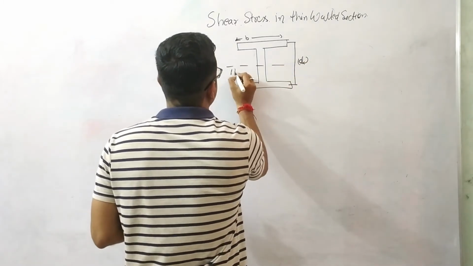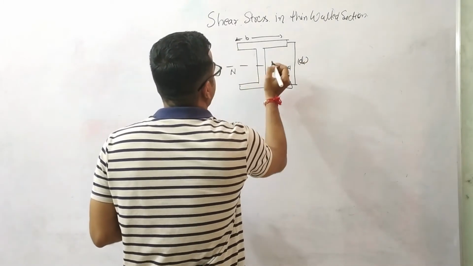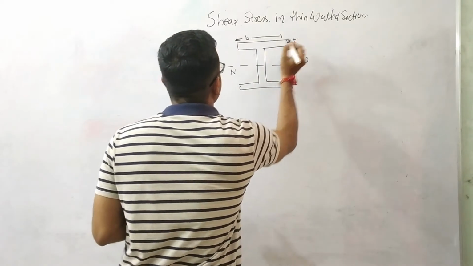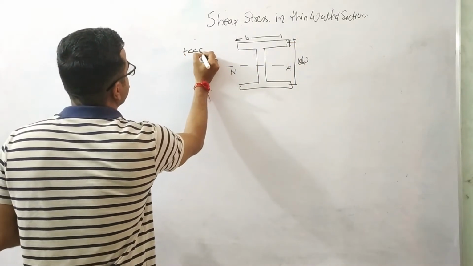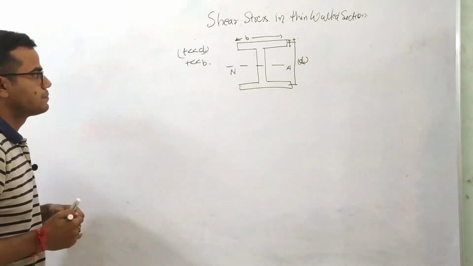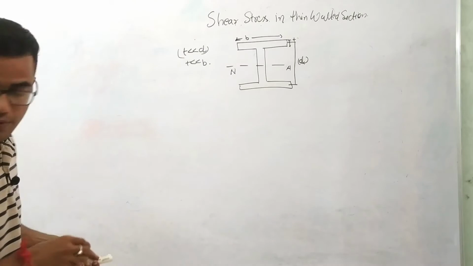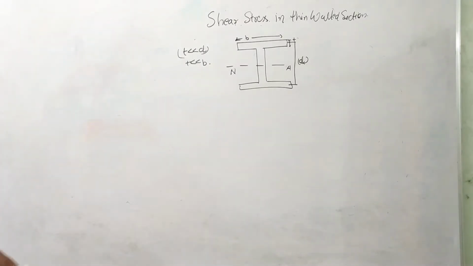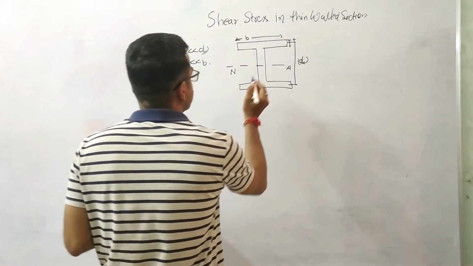This is our neutral axis, or you can say centroidal axis. The thickness is t, and t is very much less than b, or t less than b. Now we need to find what the shear stress distribution, or shear flow distribution, will be across the web.